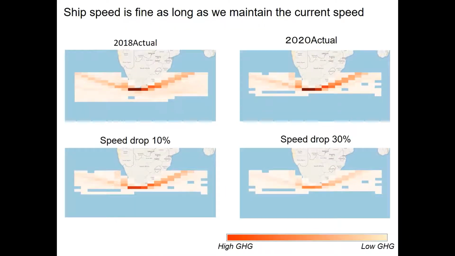This is the result of GHG emission. In the red area, the GHG emission is higher. We analyze the importance of the reduction of speed by comparing the value of 2018 and 2020. As you can see, the difference between 2018 and 2020 is not so large. This result shows in this area we do not have to implement the reduction of speed.